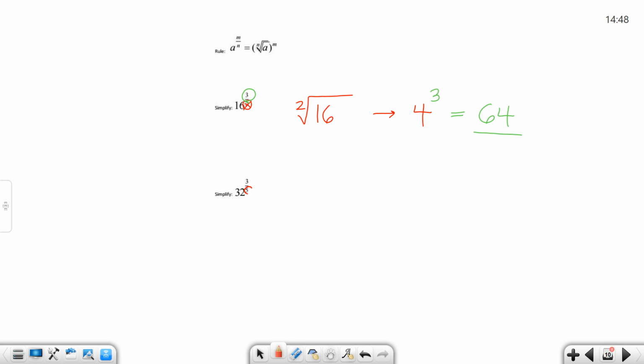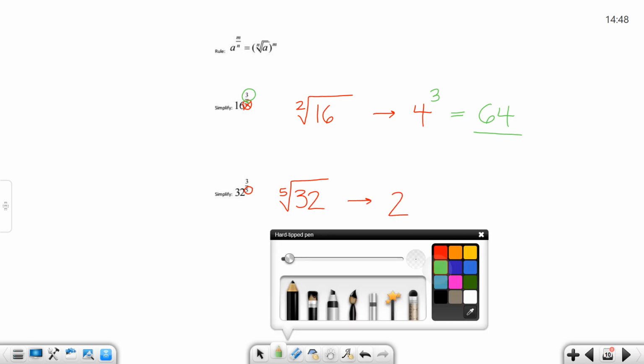Looking at the next one, we would start with 5, the 5th root of 32. Okay, so what can I take 5 times to get 32? That answer would be 2. 2 to the 5th is 32.